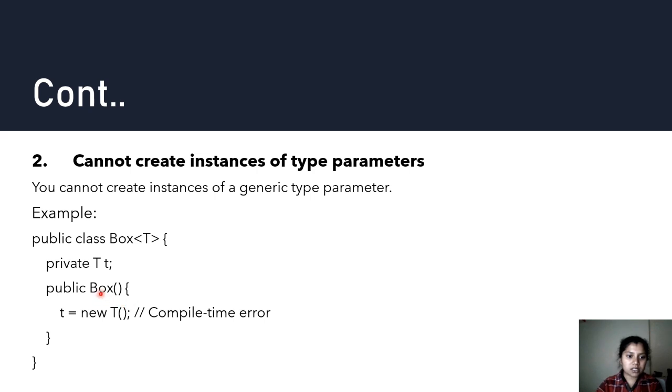As we can see, the name of the method and the class name are the same, so this is considered the constructor of this class, and we are initializing the variable t with a new object of the type parameter. This gives an error at compile time. We cannot create an object of the type parameter. So this explains the code.